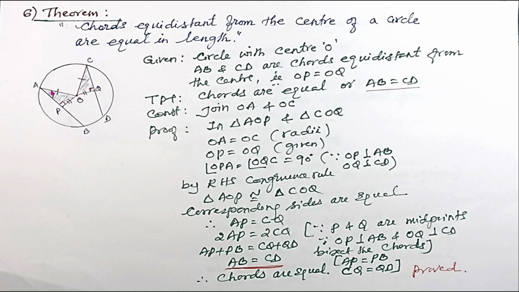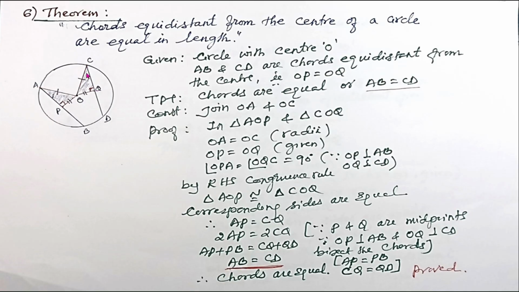Now in triangle AOP and triangle COQ, OA is equal to OC because they are radii, and OP is equal to OQ, which is given to us, and that is the perpendicular distance. The angles APO and OQC are equal to 90 degrees because OP is drawn perpendicular to AB and OQ is drawn perpendicular to CD. Therefore by RHS congruency criteria, triangle AOP and triangle COQ are congruent, and because the two triangles are congruent, their corresponding sides are equal. Therefore AP is equal to CQ.